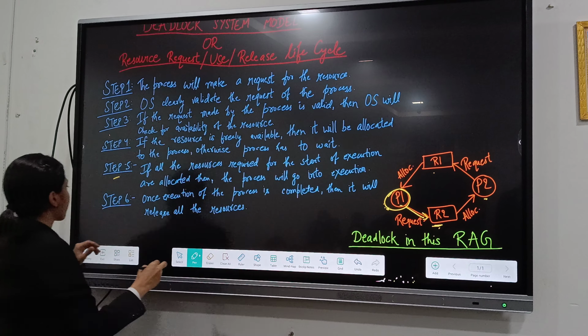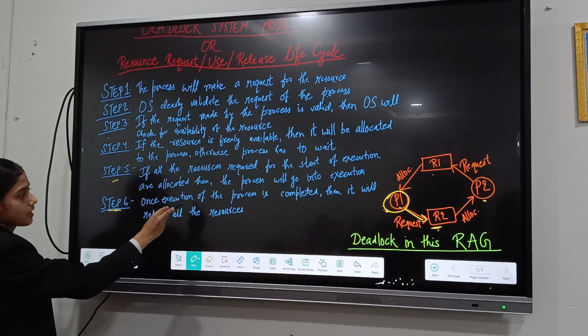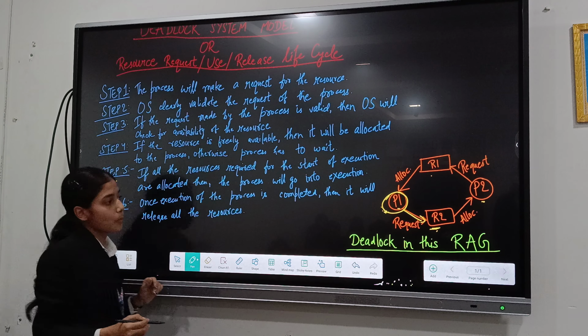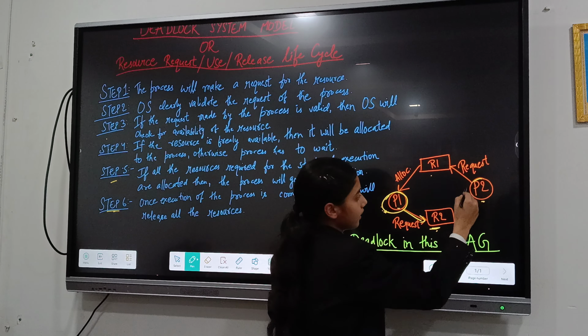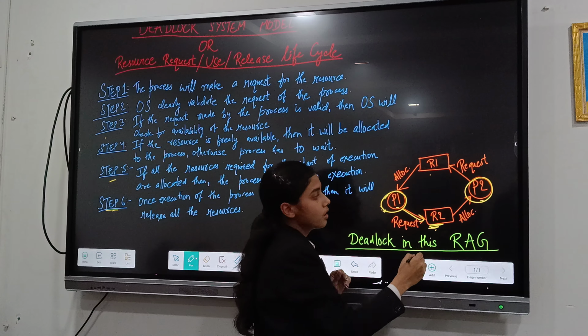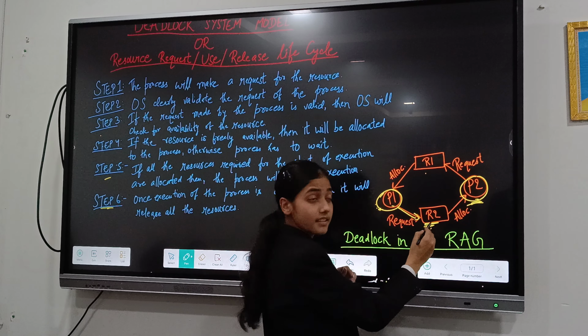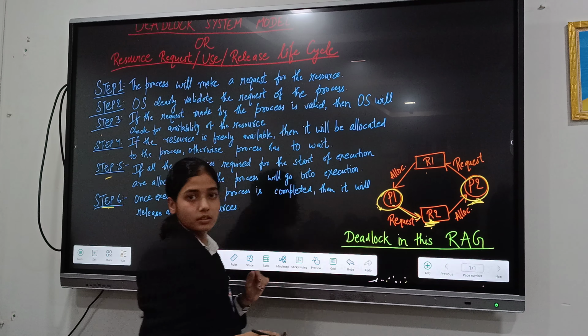execution here. And the last step is that once execution of the process is completed, then it will release all the resources. Like P2 is allocated with resource R2. Once it gets its execution done, then it will release the resource R2, and that's it.